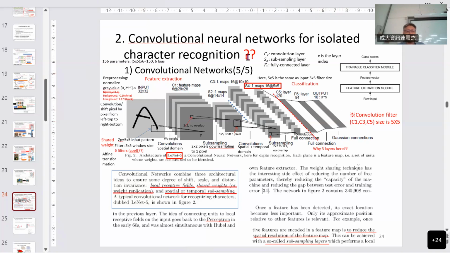Okay, and they divided it into two parts. The first part we call feature extraction, or encoder, or backbone. And the second stage is classification using MLP, the traditional neural network. So we'll introduce this one.